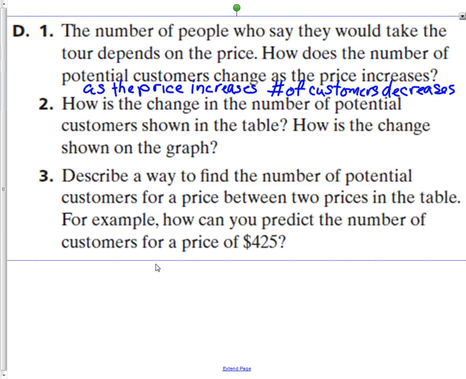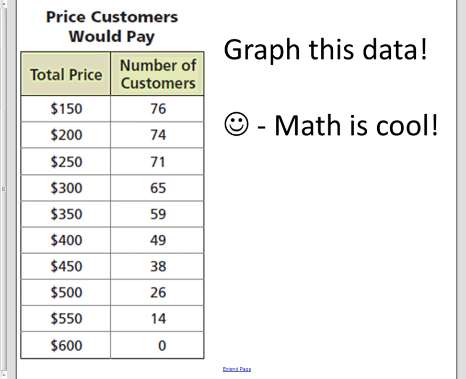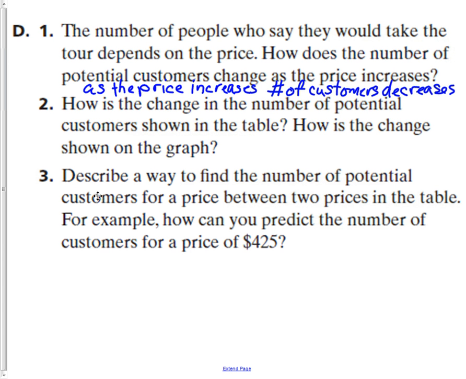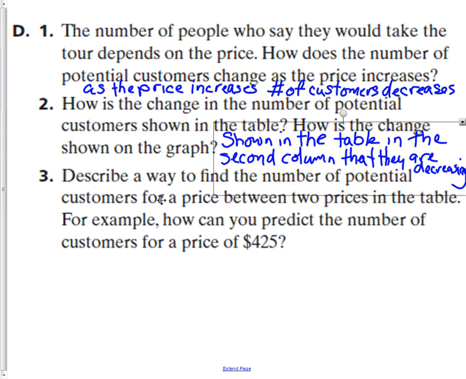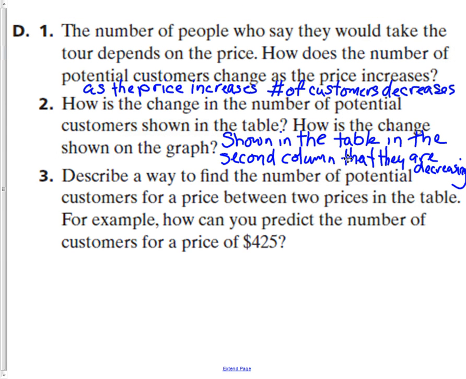Let's look at our next one, D2. How is the change in the number of potential customers shown in the table? Well, if we look at the table, number of customers is shown in the second column, and as the price increases, the number of customers is decreasing. So let's write it in. It's shown in the table in the second column that the number of customers are in fact decreasing.